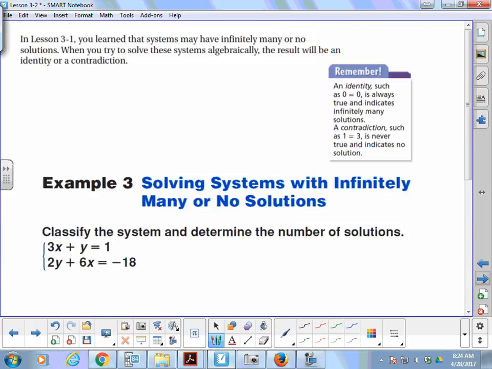Okay. All right, classifying systems using substitution or elimination.